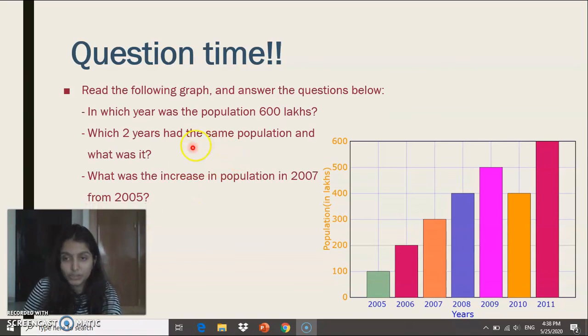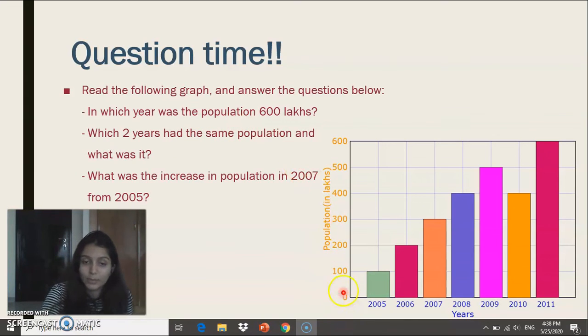The first question is, in which year was the population 600 lakhs? How will we do this? We look at the y-axis where the populations are mentioned and we find the number 600. Then we trace a pointer along this line and we'll find ourselves at this bar. Why? Because none of these bars are touching 600. They're all very short, right? Only this last bar is touching 600 lakhs. Then we'll trace the bar down and find the year 2011. We'll see if that answer is right later.